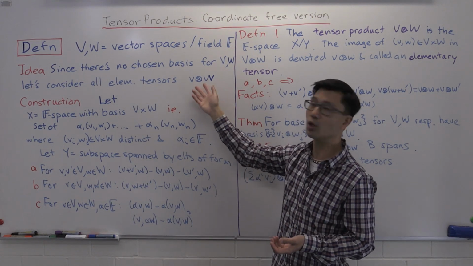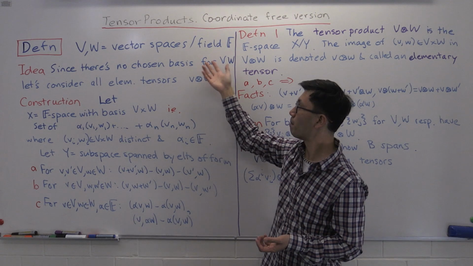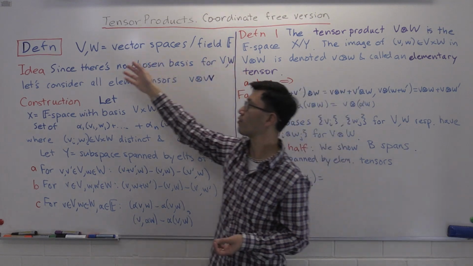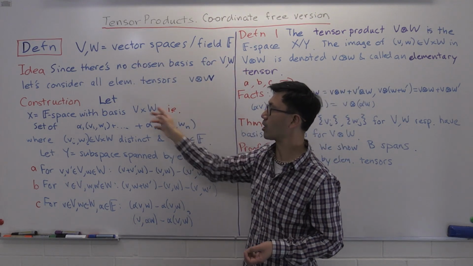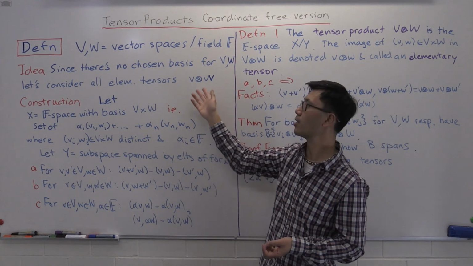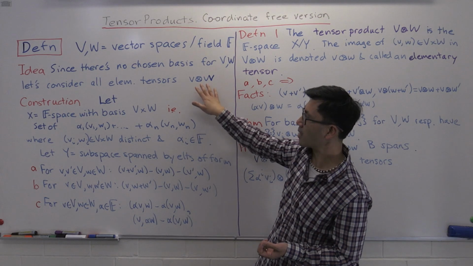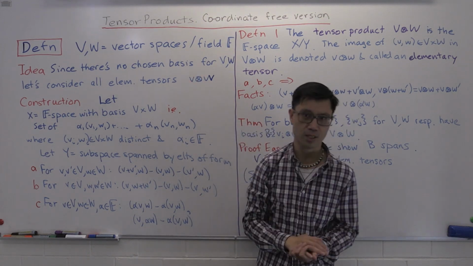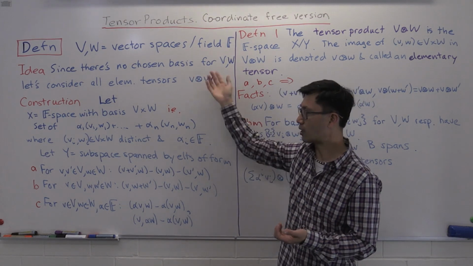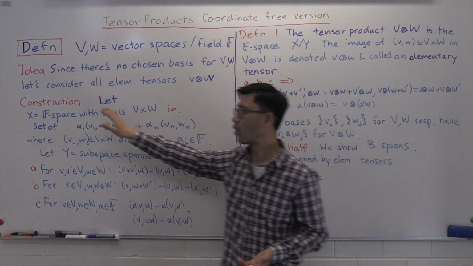So certainly this will include all the ones that gave you the basis and the coordinate version of the tensor product of V and W. So in particular it will span, but they're not linearly independent. But that's the starting point: we're going to look at all elementary tensors. So how do we construct these firstly? We'll do it as follows.